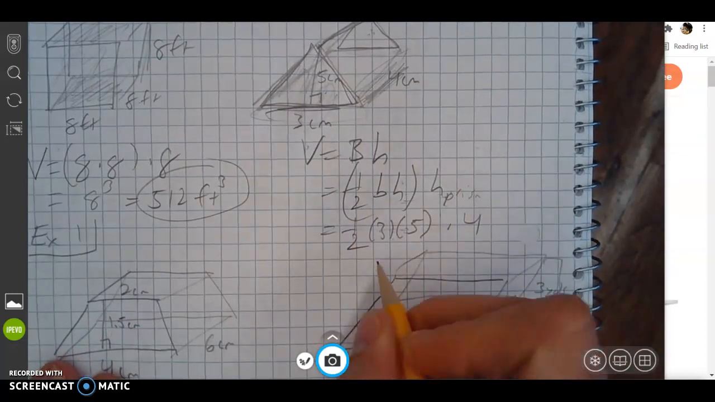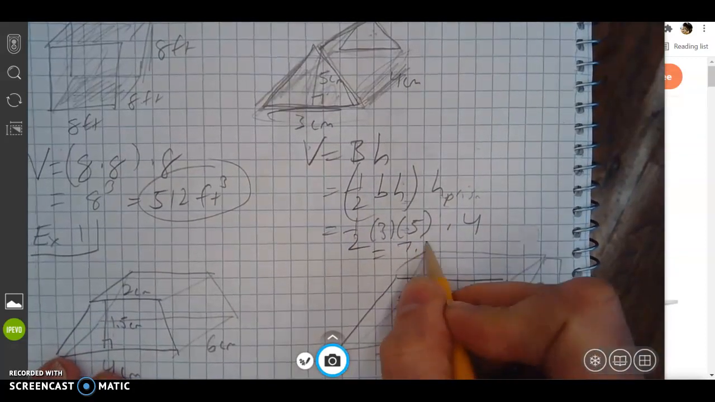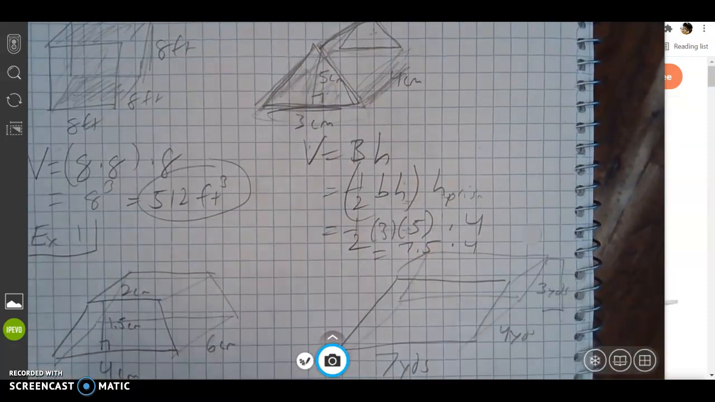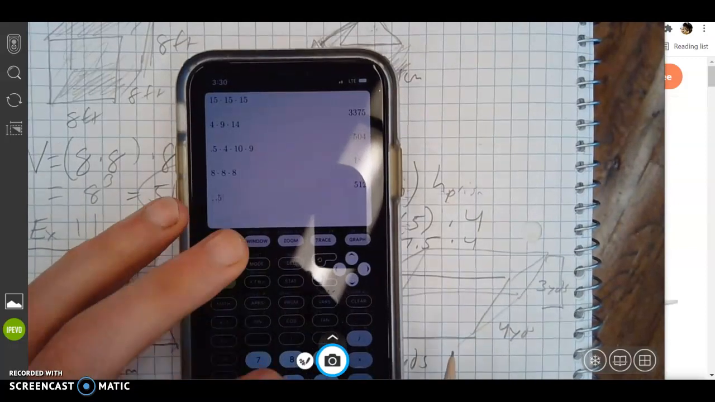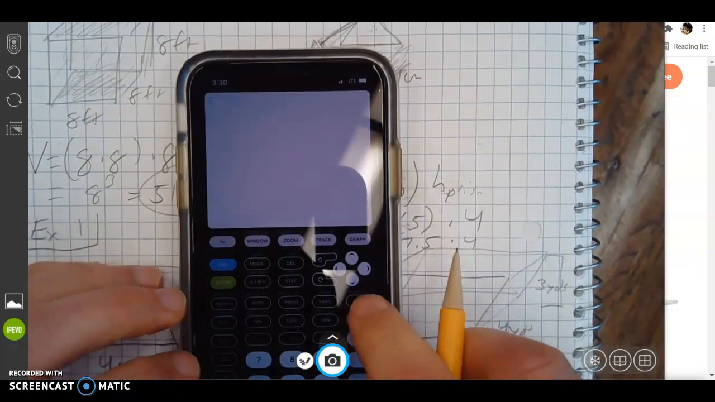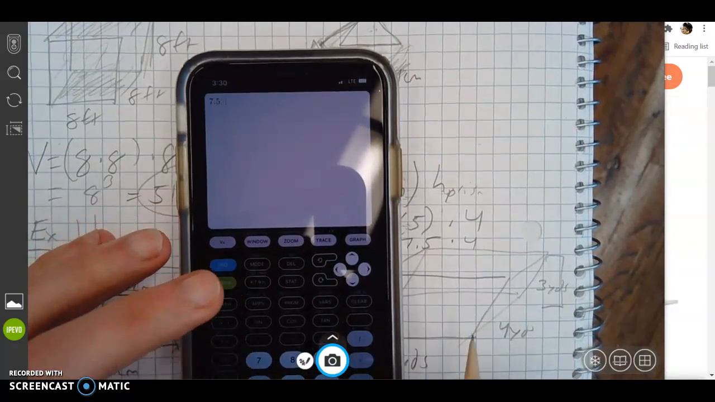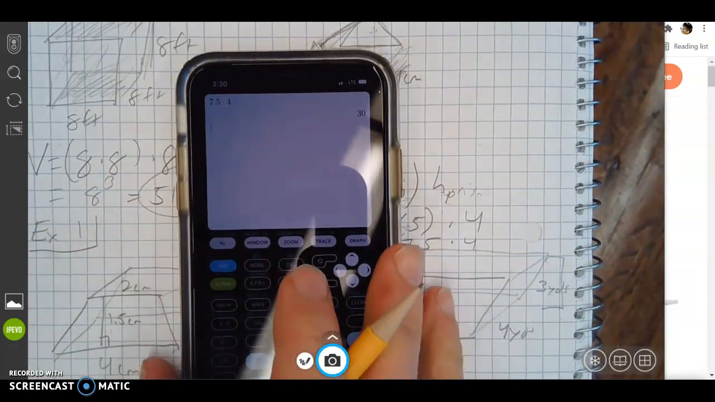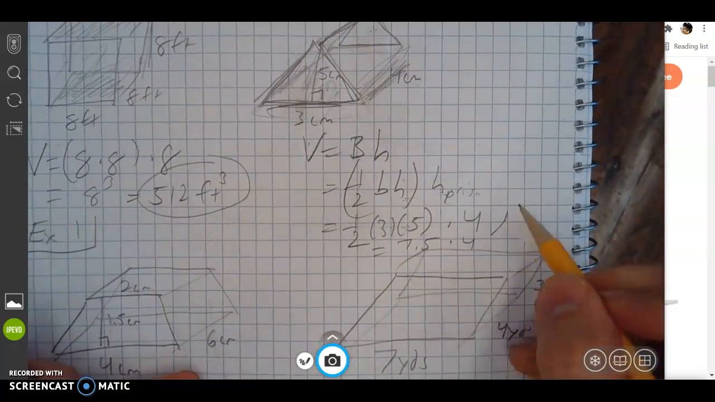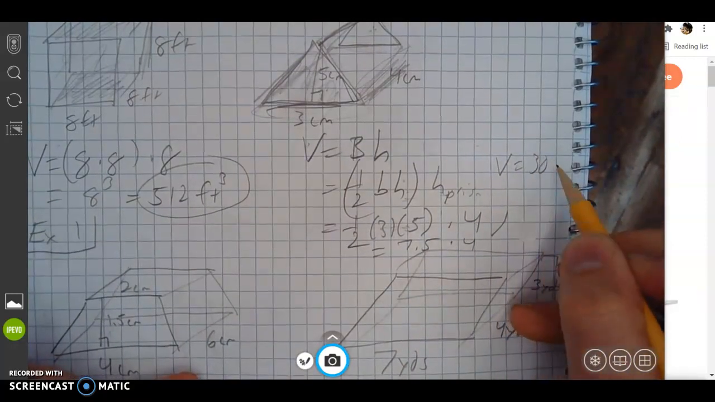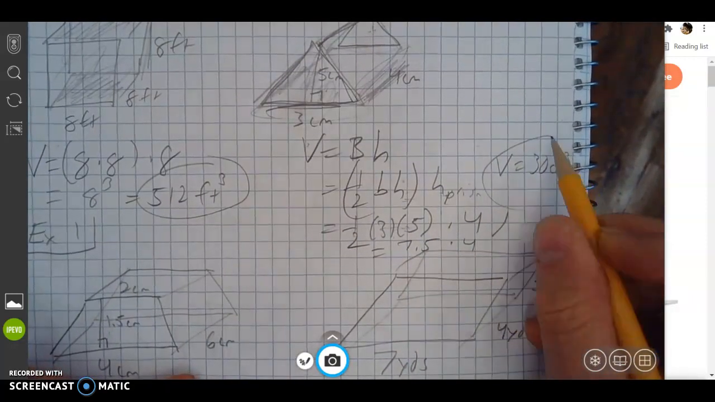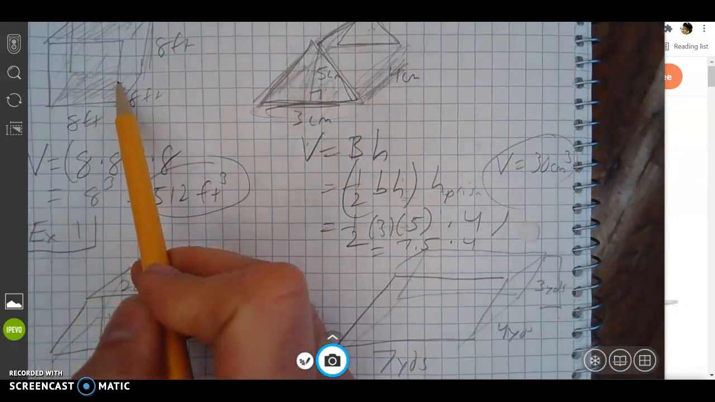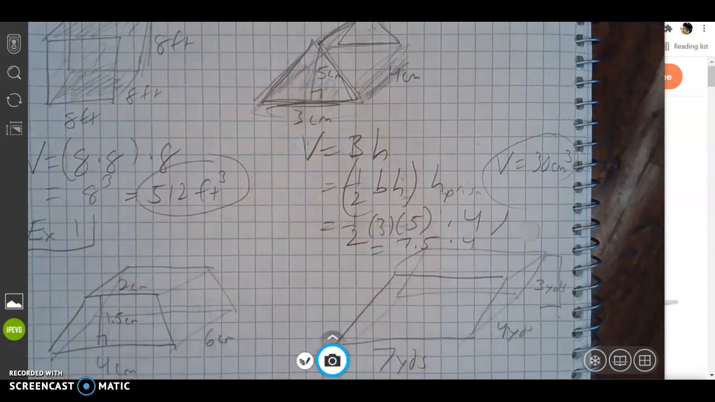Cool. All right, so this is 15, right? Half of 15 is 7.5 times 4. Oh, sorry. 7.5 times 4 is 30. There you go, 30. So the volume is 30 cubic centimeters. There we go. So that's what we do. So the volume is area of the base times the height.